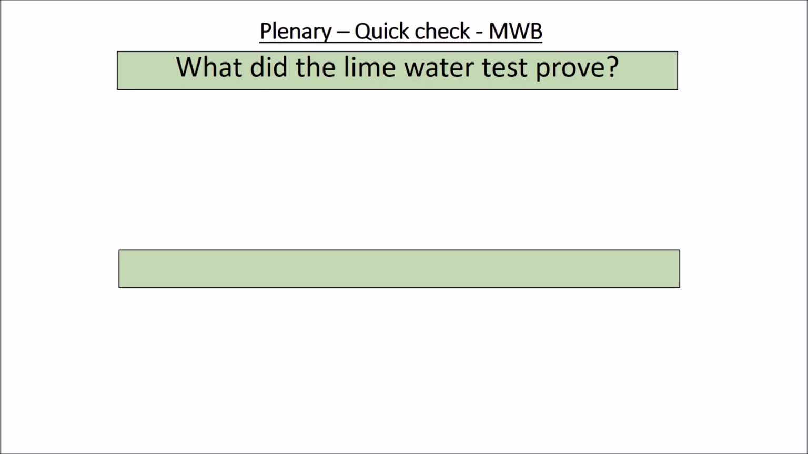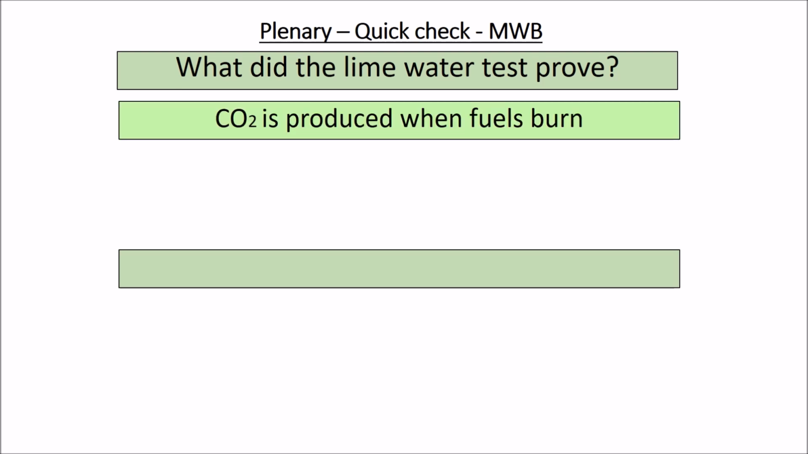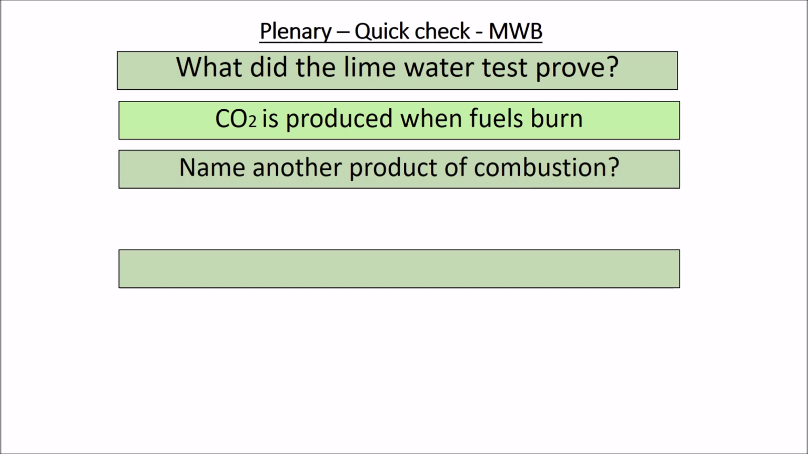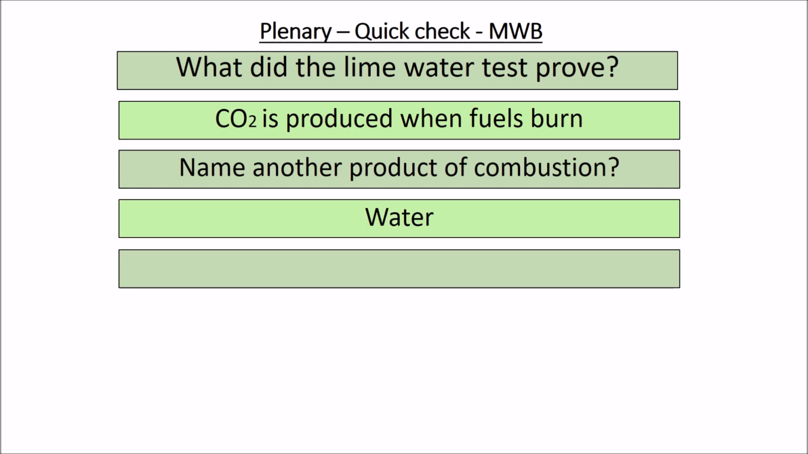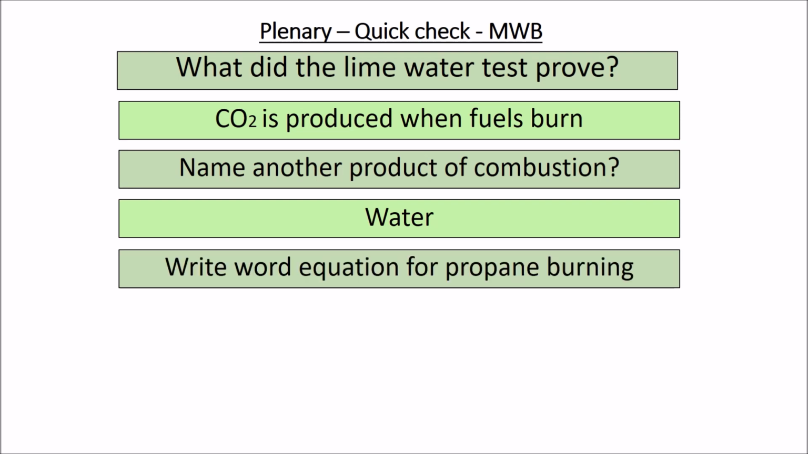So what did the lime water test prove in my experiment? If you said the presence of carbon dioxide, you are right. What was another product of combustion other than carbon dioxide? If you said water, you were correct, unless it's incomplete combustion, in which case we'll get to that in a second. Write a word equation now for propane burning. So propane plus what forms what plus what?